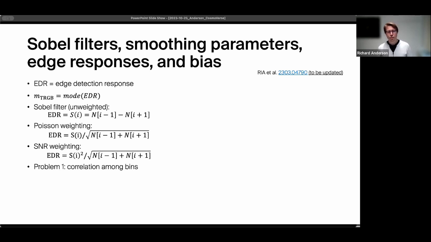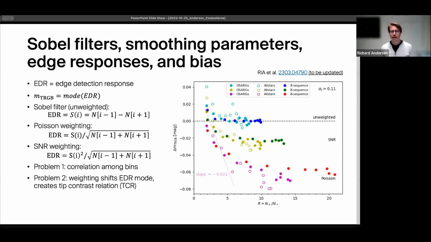The problem I see in this approach is that a signal to noise statement becomes difficult to interpret because of the correlation among the magnitude bins that's introduced by the Gaussian smoothing that is being done. So in a way, I'm not too sure how accurate this would be when using these smooth luminosity functions. The second and more worrisome point is that the weighting of the Sobel filter output shifts the mode of the edge detection response, and that actually ends up creating this tip contrast relation that was found purely empirically by the CATS team.